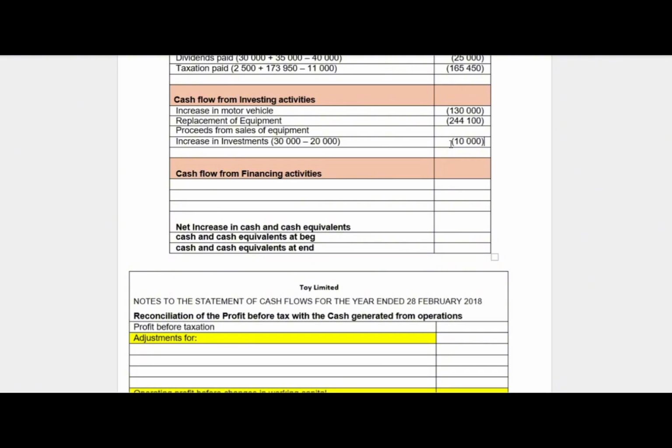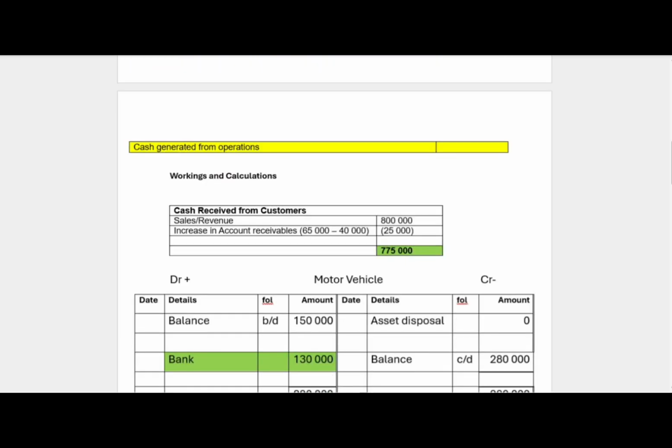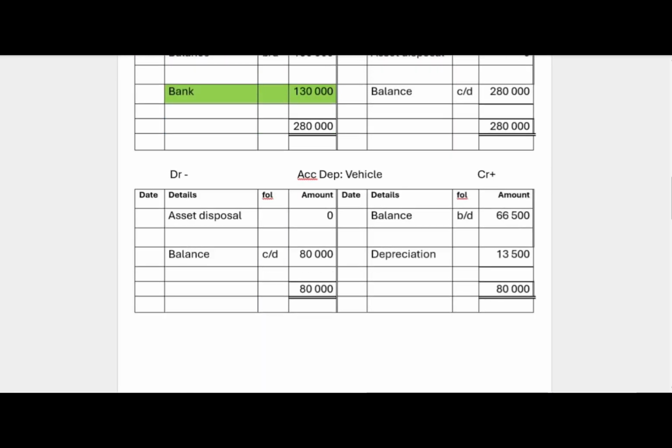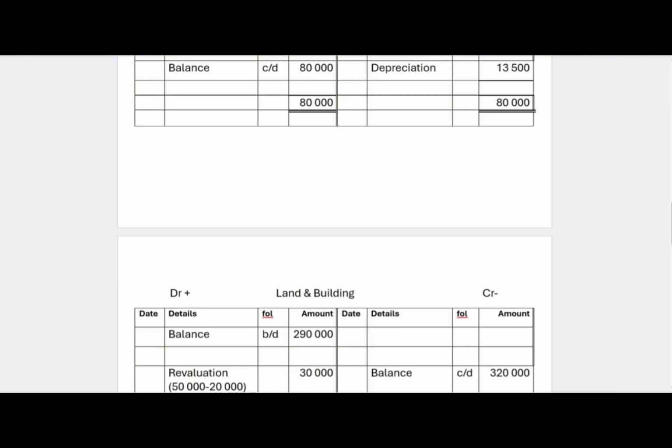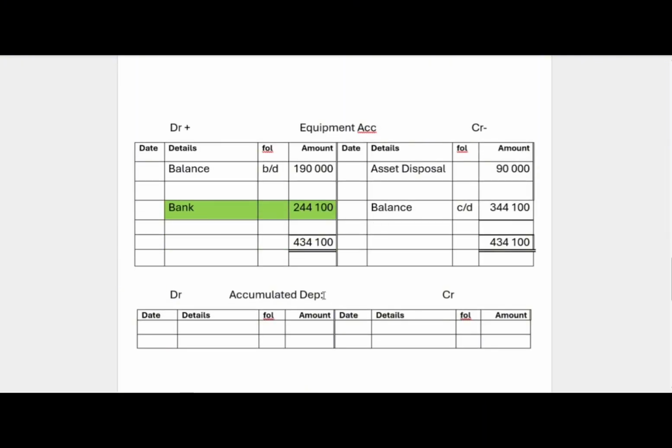All right. And then now we are going to deal with the proceeds. It means we are required to prepare what? The asset disposal. But firstly, we are going to prepare the accumulated depreciation account. The accumulated depreciation account on equipment.